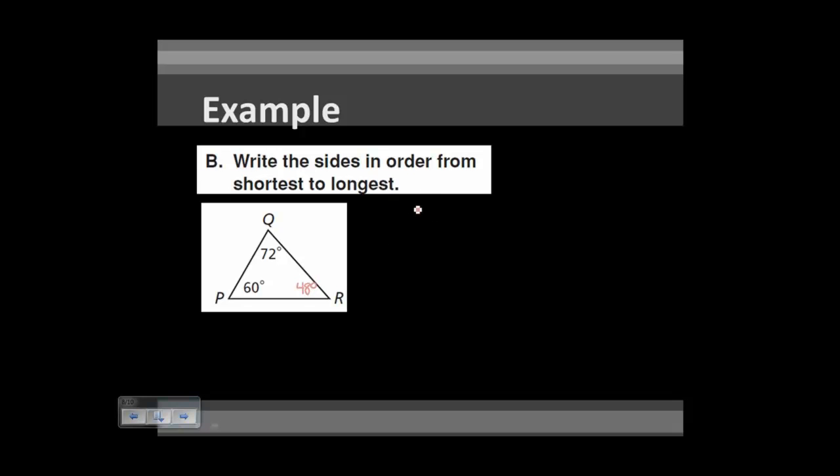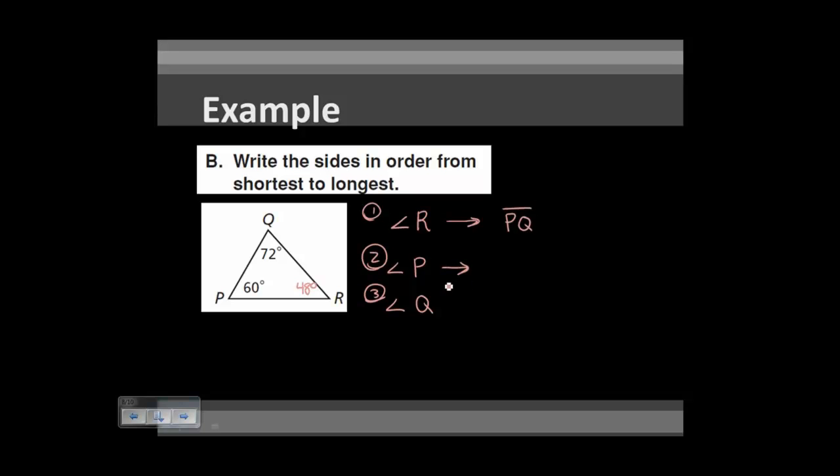So if we were to put those in order, the smallest angle is angle R, the next biggest angle is angle P, and then the largest angle is angle Q. So if we were to put the sides that are across from them, that means that this is the smallest, this is the second, and this is the third. So then the side across from angle R is PQ. So segment PQ would be the shortest.